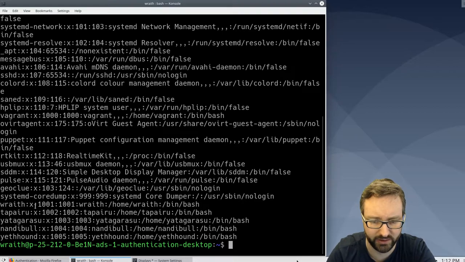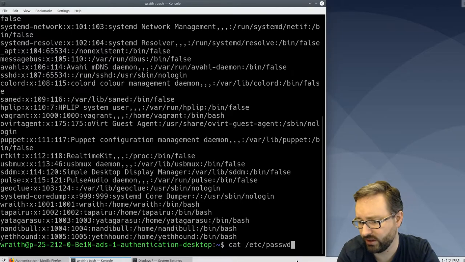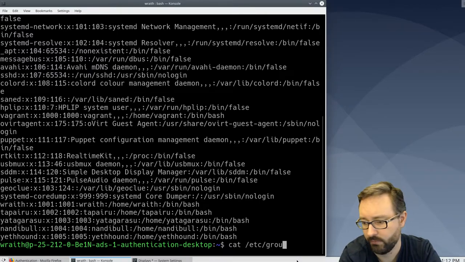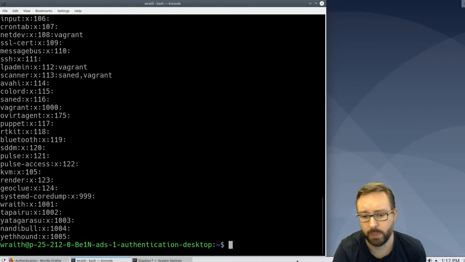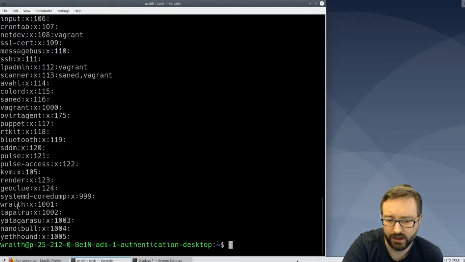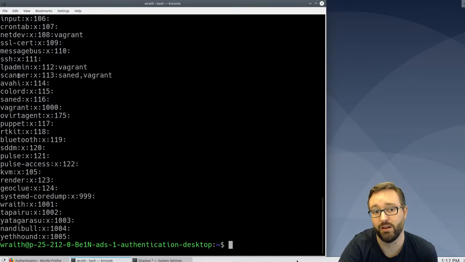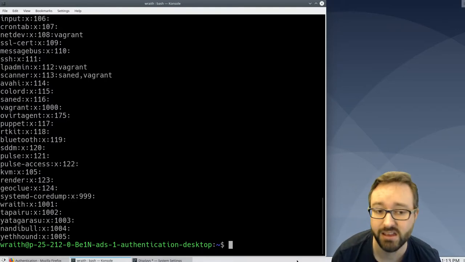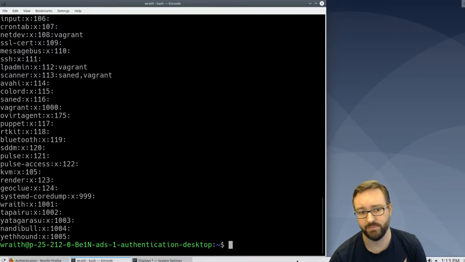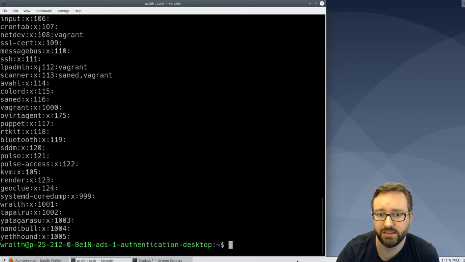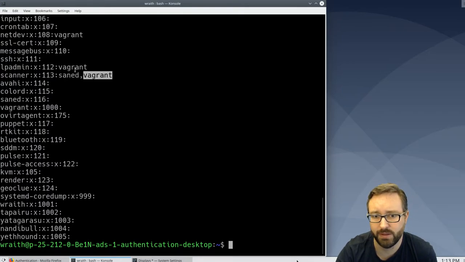You can see the password field just has an X in it, and that means it's been shadowed, so it's stored elsewhere. We can also look at the group file, and that specifies the group along with any users that are members of it, but these are the secondary ones. So this doesn't include everyone's primary groups. In order to really understand what's going on, you have to look at both here and in the password file. But you can see here, for example, there's a group that has multiple members.